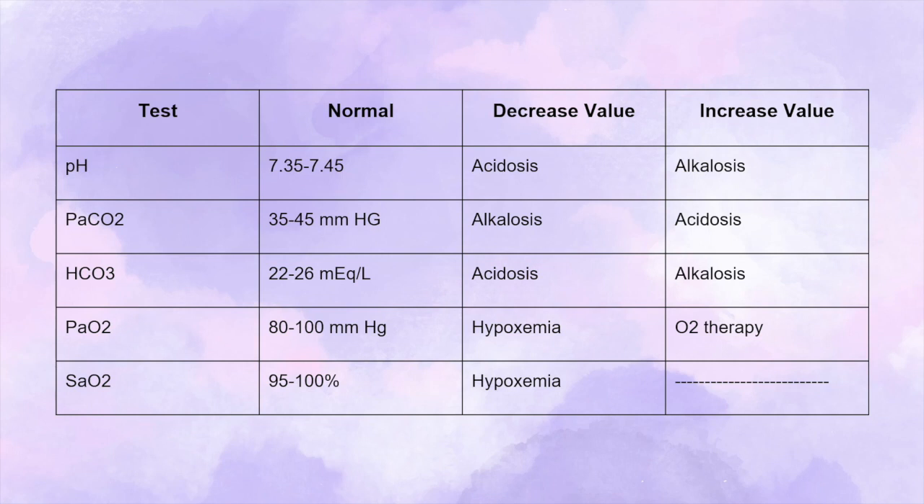For the partial pressure of oxygen, it is a measurement of the amount of oxygen dissolved in the blood. An increased partial pressure of oxygen level indicates increased oxygen in the blood, resulting from oxygen therapy. A decreased partial pressure of oxygen level indicates decreased oxygen in the blood, resulting in hypoxemia. If the level of oxygen saturation is below 90%, it is considered low, resulting in hypoxemia.